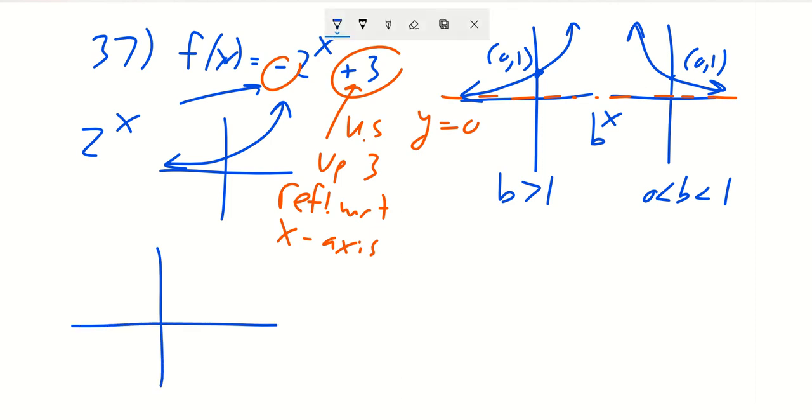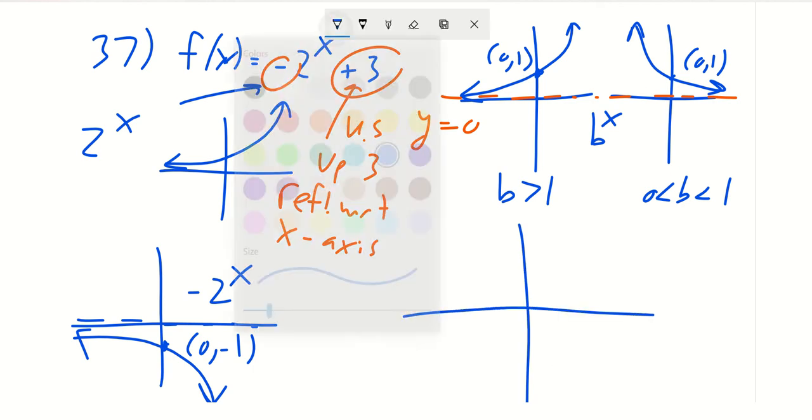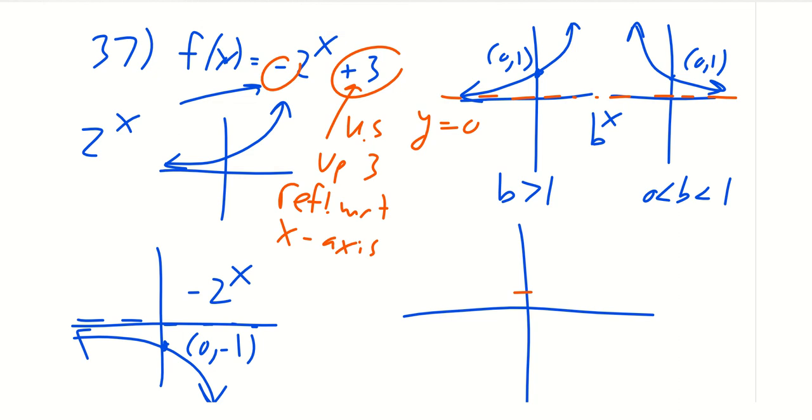So we would need to reflect this one first. So if you reflect this about the x-axis, it would look like this first. This would be the graph of negative 2 to the x. It would have this point, which would be 0, negative 1, and the asymptote would still be the same. If you were to now take all of those points and move them up 3, first of all, notice that the asymptote would move up 3 spots. So instead of the horizontal asymptote being at y equals 0, the horizontal asymptote is now at y equals 3.